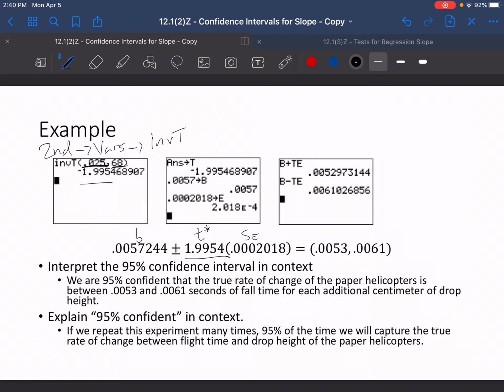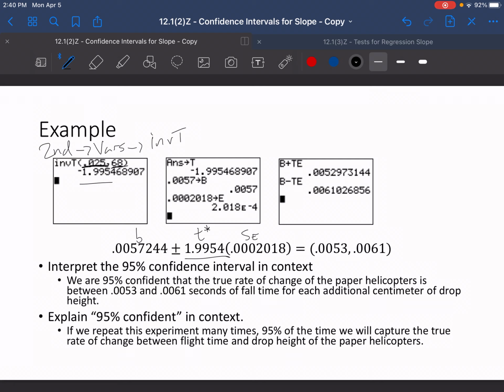I can interpret the 95% confidence interval in context. We are 95% confident that the true rate of change of the paper helicopter is between 0.0053 and 0.0061 seconds of fall time for each additional centimeter of drop height.